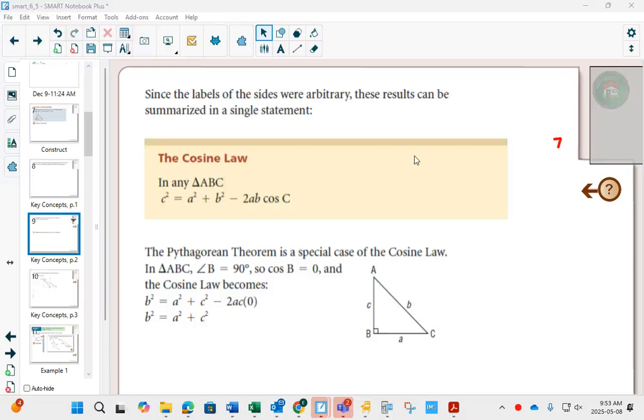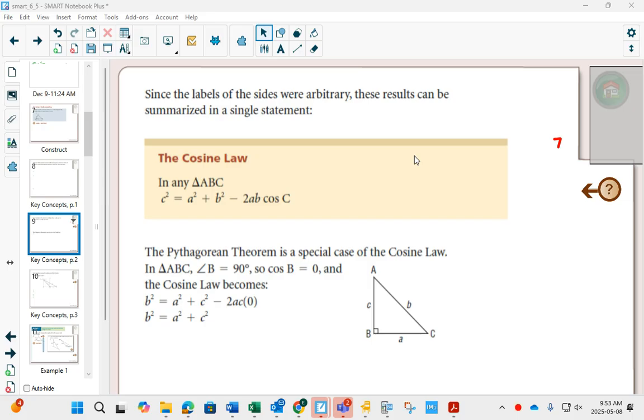There's our cosine law. Do you see that it looks really similar to a squared plus b squared equals c squared? But it has some extra stuff at the end. Because a squared plus b squared equals c squared only works with right angle triangles. Here is what we have to do if it's not a right angle triangle.